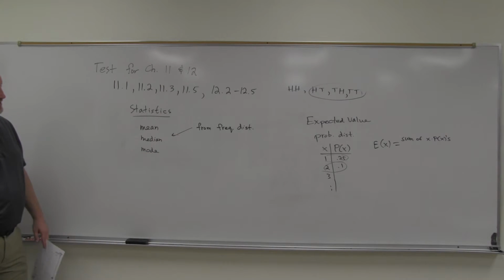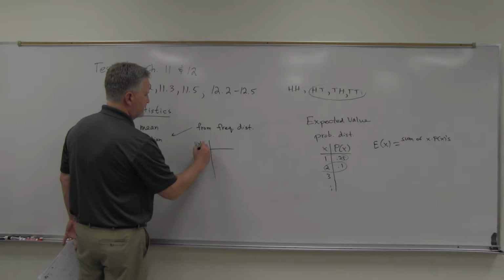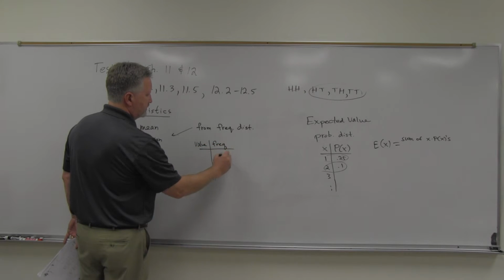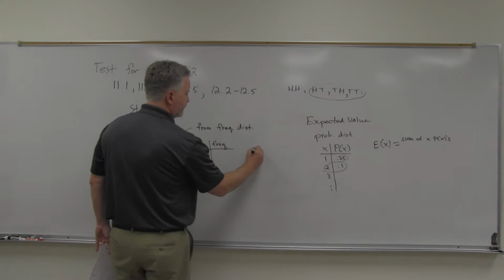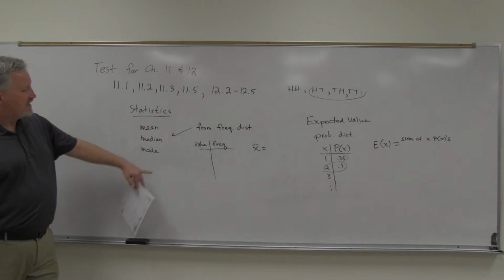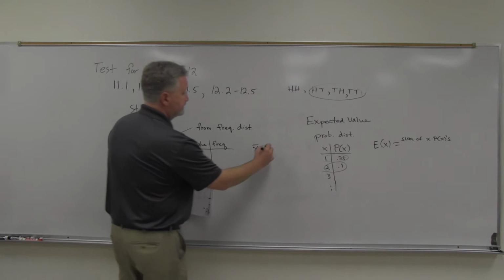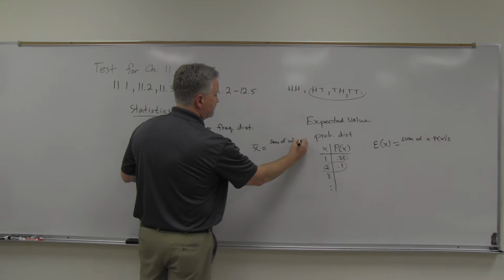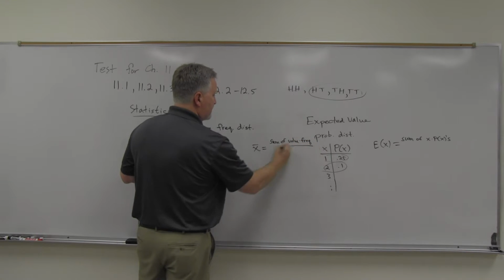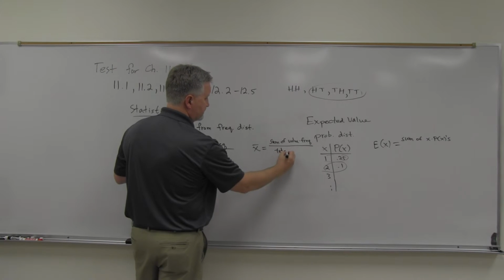Getting those from the frequency distribution, the mean is where you have your values and your frequencies. X bar is what we call the mean. That's where you would multiply the values times the frequencies and then add those together, so the sum of the values times frequencies. Then you divide that by the total of the frequencies. That's how you get your average.